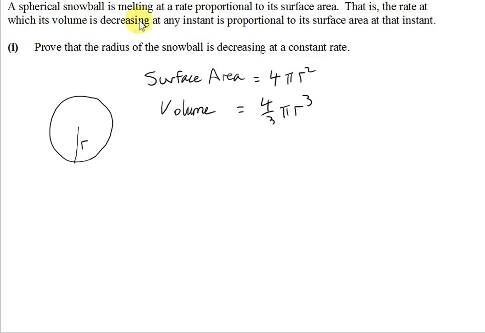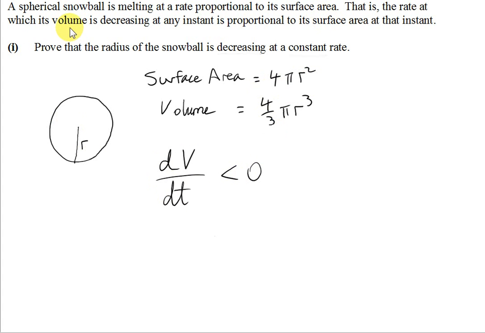A spherical snowball is melting at a rate proportional to its surface area. The surface area of a sphere of radius r is 4 pi r squared. The volume is 4/3 pi r cubed. Now, since it's melting, its volume is decreasing, of course. So the change in its volume with respect to time is negative.